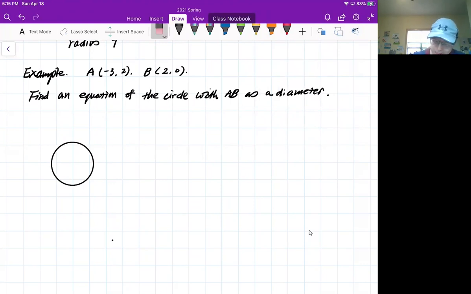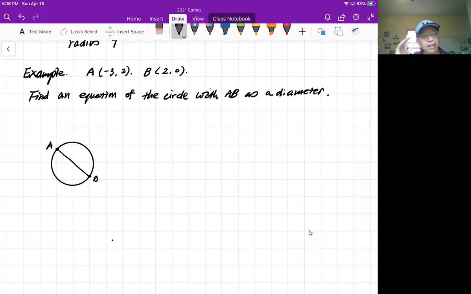So I got A here, and then maybe this is B here, and this is the diameter. So you have A and B, and then how can you use AB as a diameter to construct the circle? I want to figure out the equation of the circle.